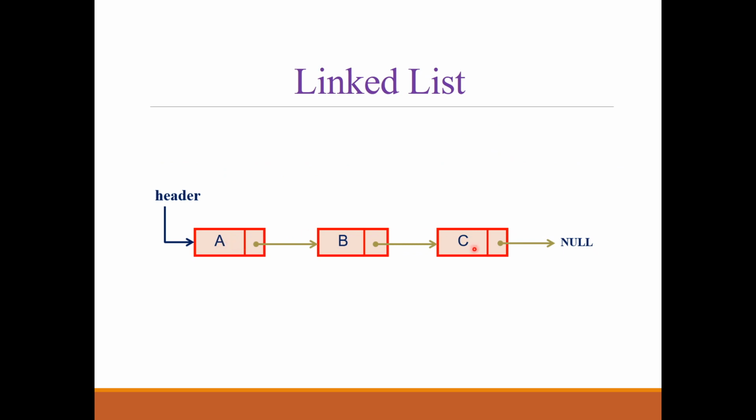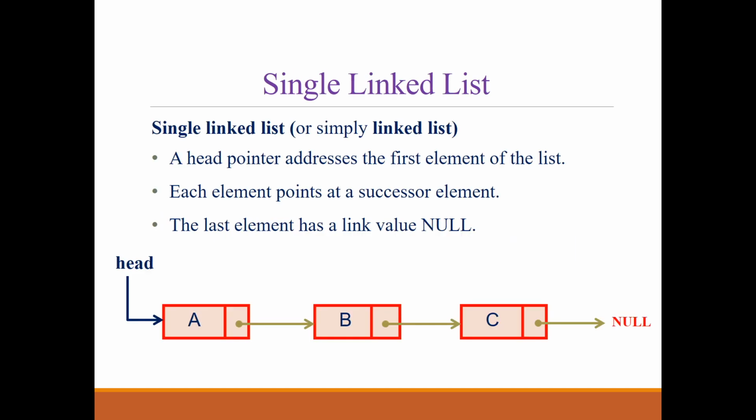So this is the basic structure of a linked list. A, B, and C are the nodes, and the header is a special type of node in which the data part will be null, and it will store the address of the first element of the linked list. So the header node will contain the address of node A, and the link part of node A will contain the address of node B. Similarly, the link part of B contains the address of node C, and the link part of C will have a null value. That is, it indicates the end of the linked list.